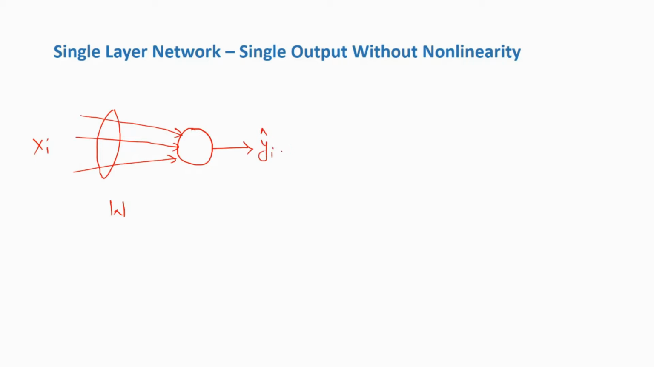We'll start our discussion with single output without non-linearity, which is a very simple one. Given a neural network with a single neuron, which takes multiple inputs xi, some weight is applied to xi and some function, and it gives an output value y hat. Y hat means the predicted, estimated value from the network, given as w transpose xi.